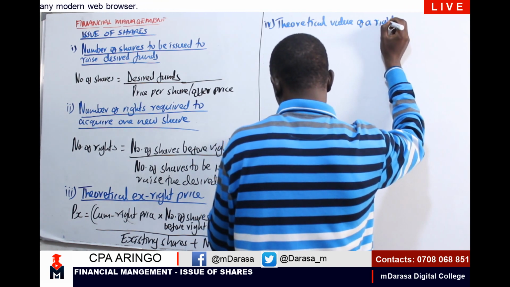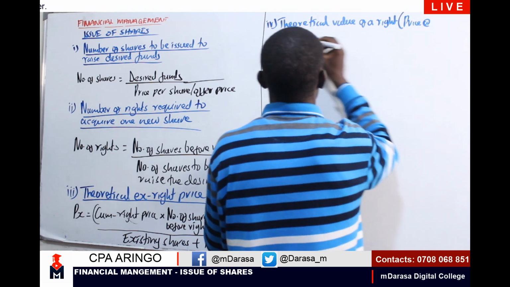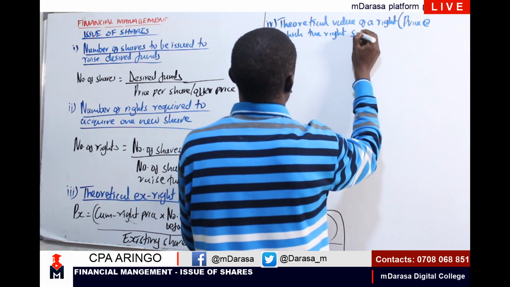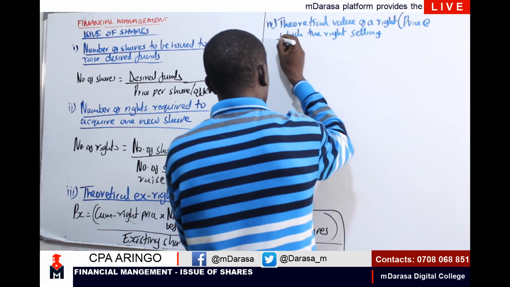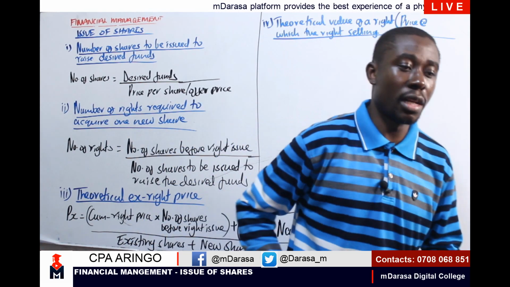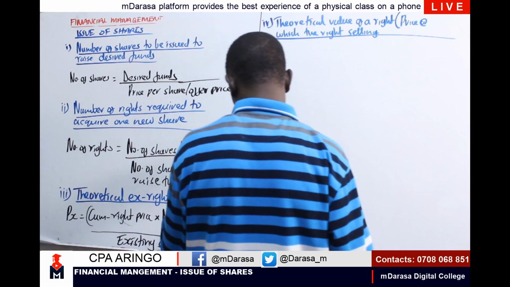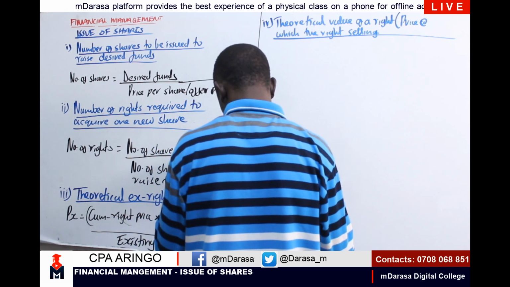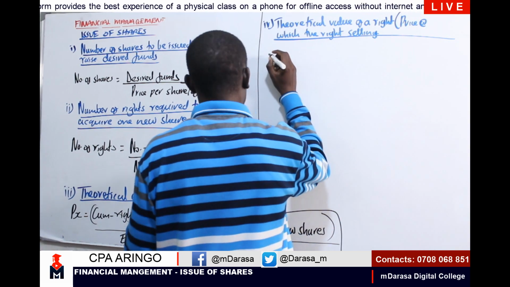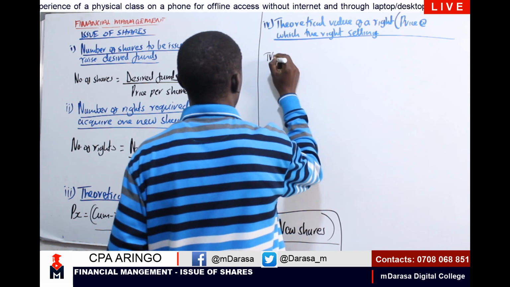Theoretical value of a right is simply the price at which the right is selling. Price at which these rights are selling is what you're terming the theoretical value of a right. So in this case, to determine that, we normally refer to it as the theoretical value of a right.